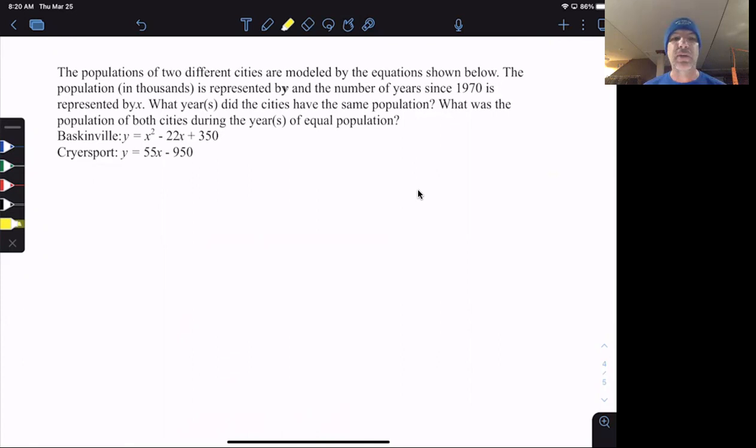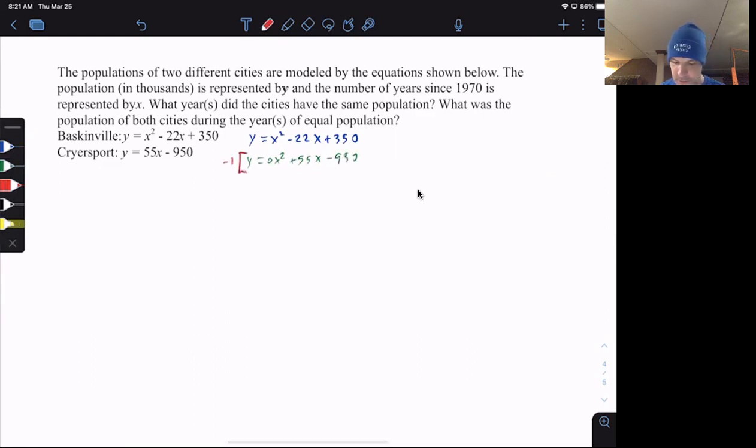So we're trying to do the same thing that we were just doing. Okay, it's just a word problem. So we're going to work it out the exact same way, right? And whatever we get for X is going to tell us the number of years since 1970. Okay. And then Y is going to tell us the actual population. So let's go ahead and solve this very similar to how we've done it before. You've got your Y equals x squared minus 22x plus 350. Then we've got Y equals 0x squared plus 55x minus 950.